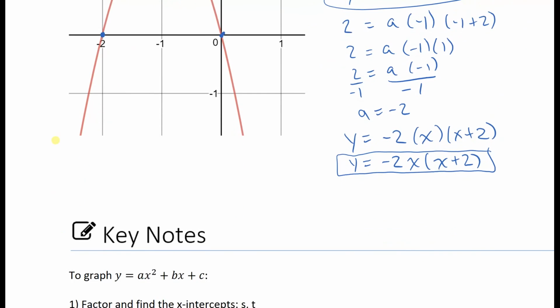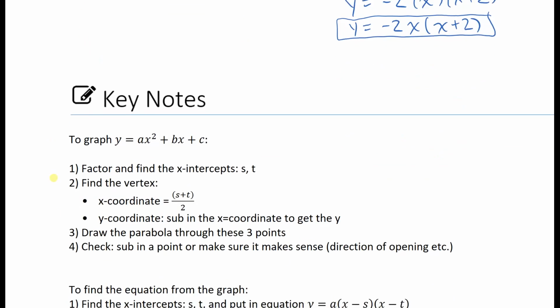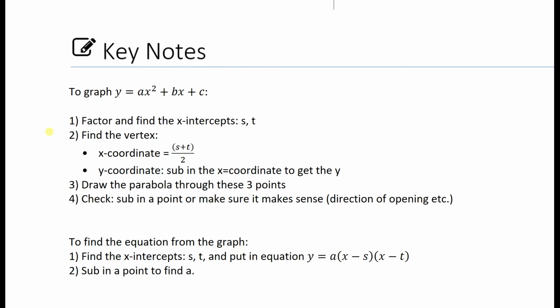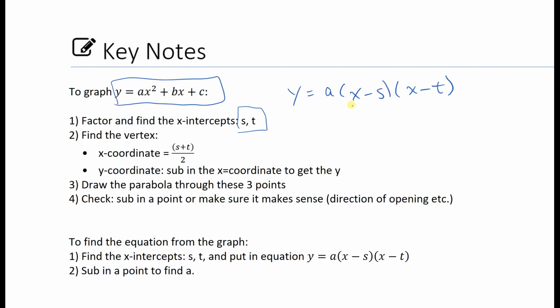It's factored. Okay, so keynotes. When we want to graph a quadratic equation using factoring, we can factor first to find the x-intercepts. Once we found the x-intercepts, it'll be in a form like this, (x minus s)(x minus t), and it'll be the opposite sign you can see on the x-intercepts because you set it equal to 0 and solve, so you move the s over, you move the t over, the sign becomes the opposite.